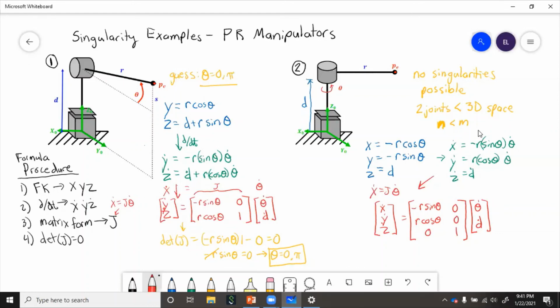You can't take the determinant of this. So this one has no singularities because the number of joints is less than the 3D space. This has more rows than columns.